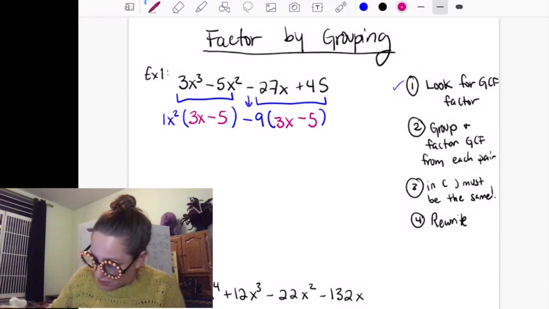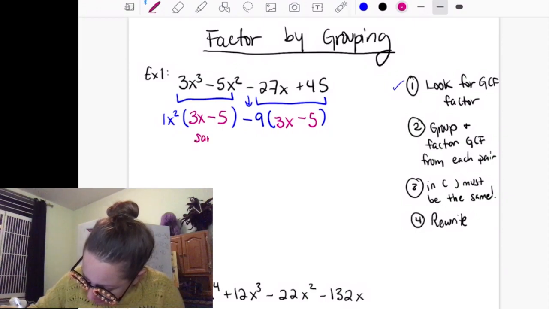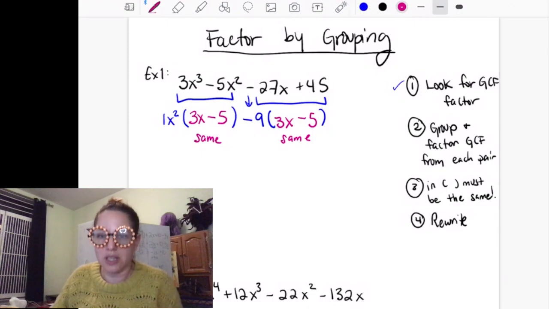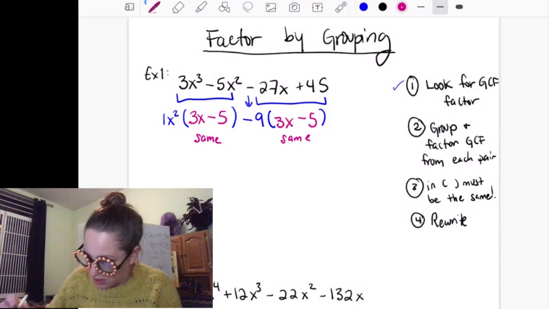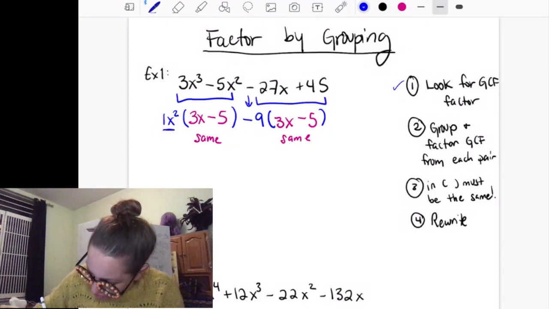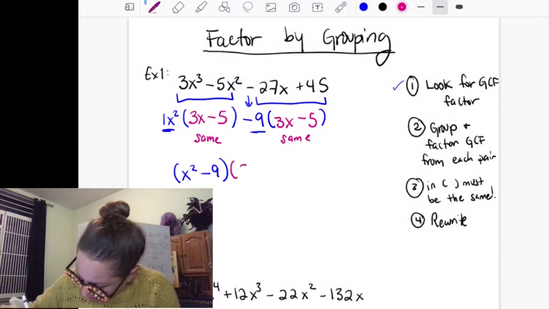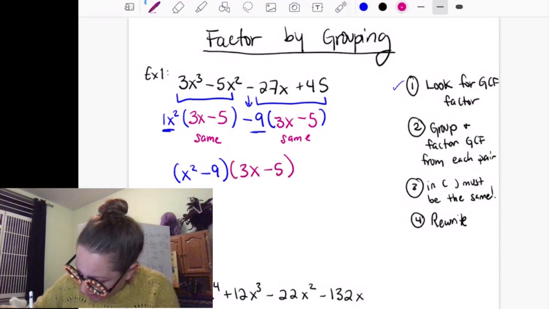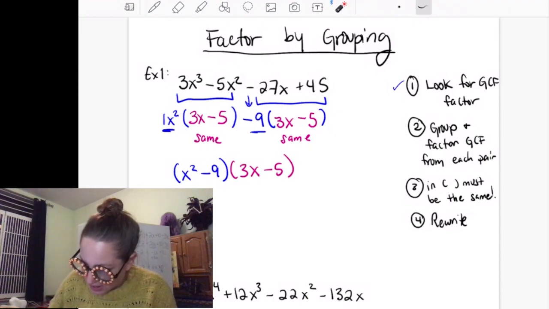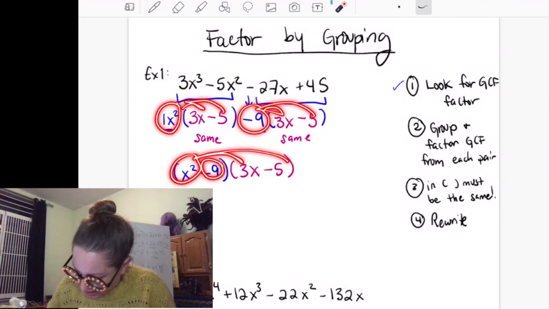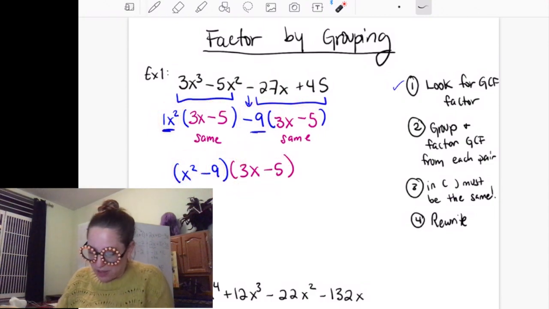Now this is the third step. It must be the same in both parentheses. So same, that means you did the right thing. So whenever it's same, you did the right thing. And now all we have to do is take the two terms that are outside and put those together, x squared minus 9 and 3x minus 5. We only write the 3x minus 5 once because technically we're distributing this and this. And that's the same thing that's happening here. This and that. Okay, so it's the same exact thing.